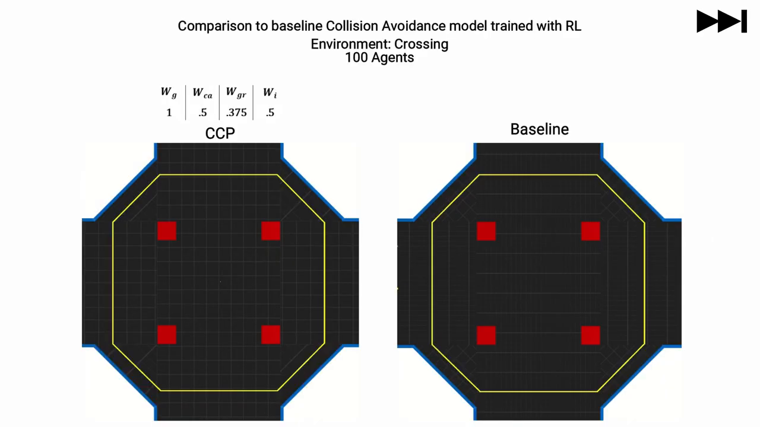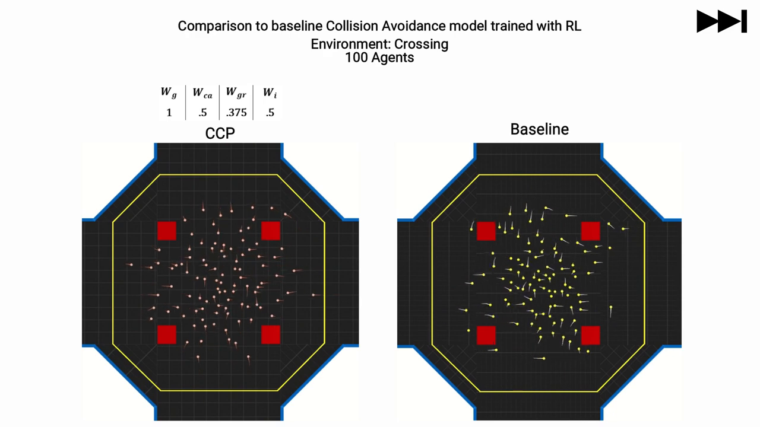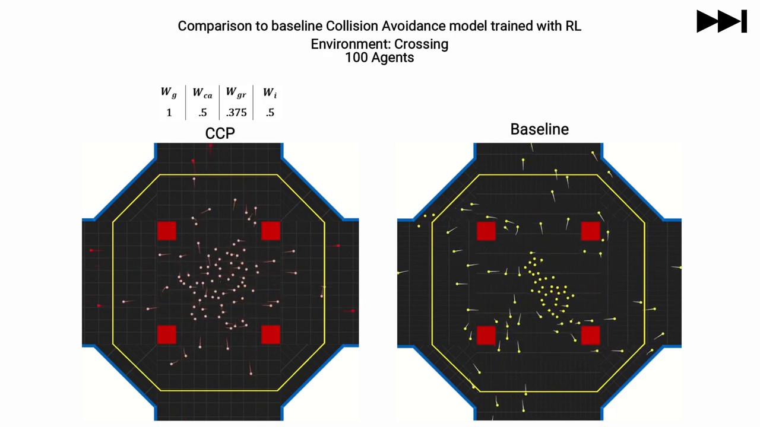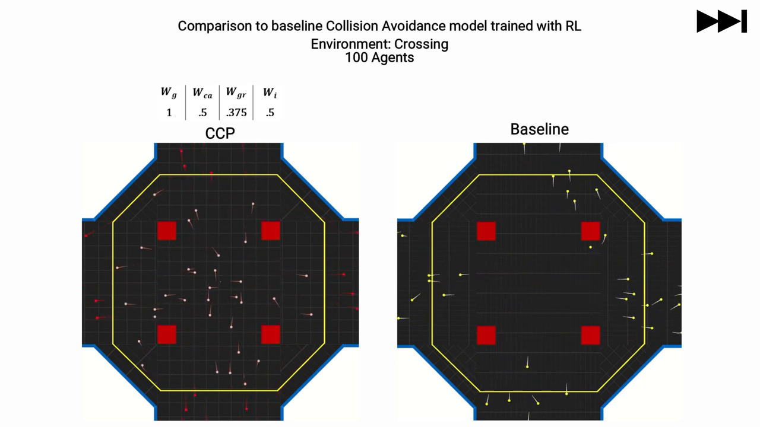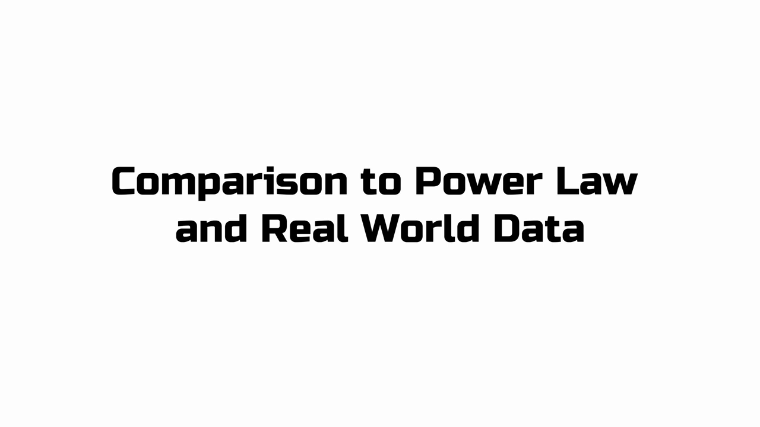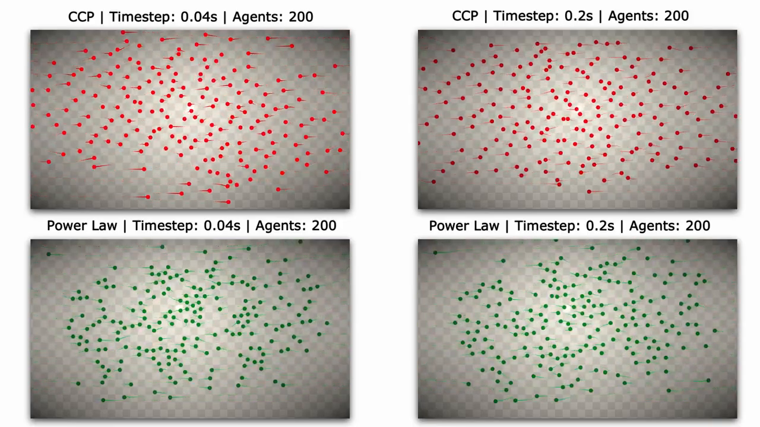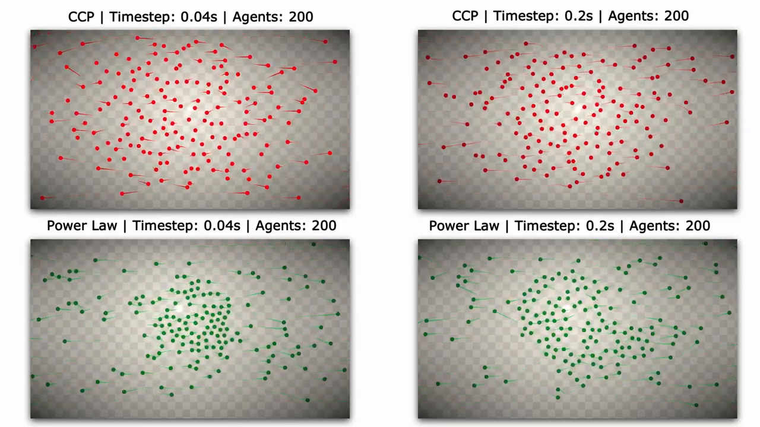Here we compare against the baseline reinforcement learning model for only collision avoidance and goal seeking. We get comparable results by setting our model's weights to the appropriate values. Our model exhibits more diverse movements since other behaviors were seen during training. Here, we demonstrate the same scenario using our approach and power law with two different time steps.